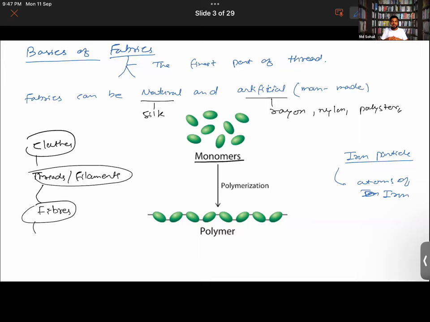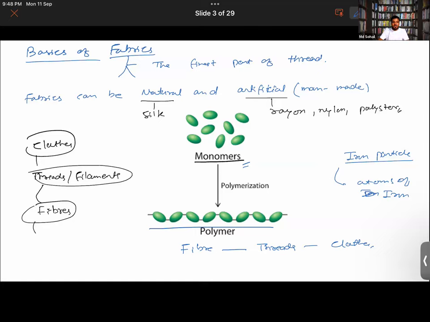In the same manner, the fibers, if you were to look at them at a molecular level, are made up of monomers. And these monomers are joined together. And that forms what? That forms fiber. Then fibers join together to form threads, and threads join together to form clothes. Is the analogy clear to all of you? Good. Let's move ahead then.